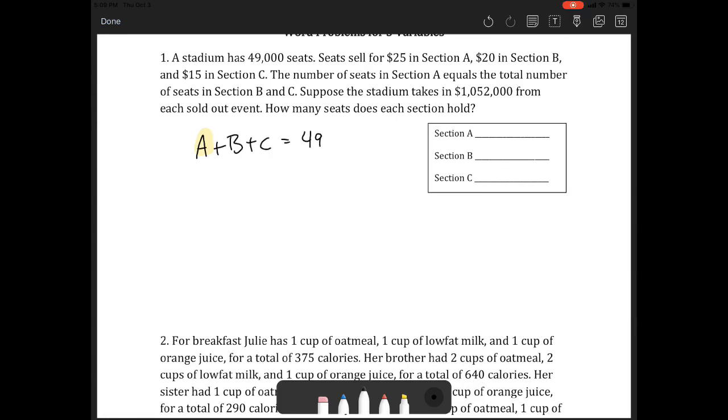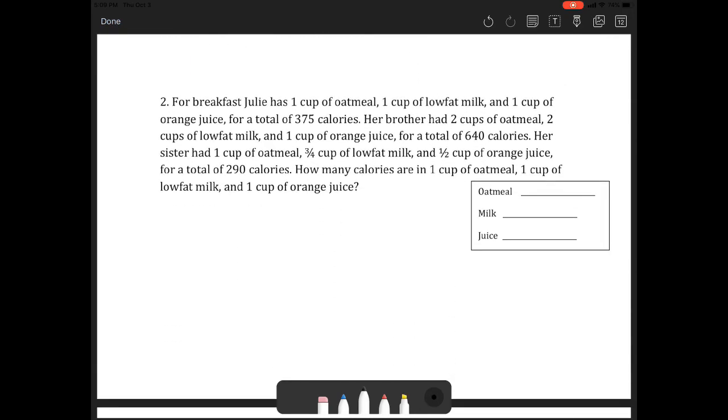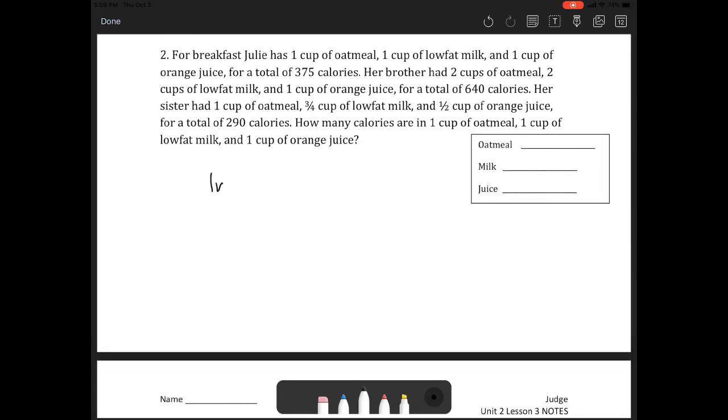So the setup is going to be A plus B plus C equals 49,000. And then 25A plus 20B plus 15C equals 105. And then A equals B plus C.